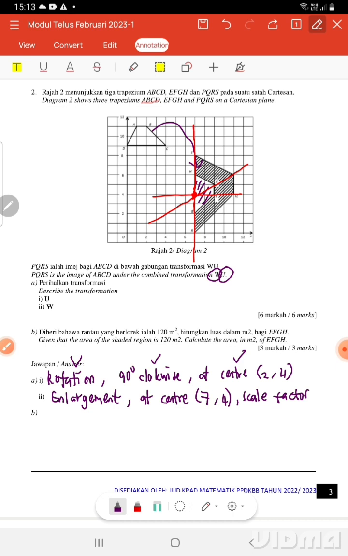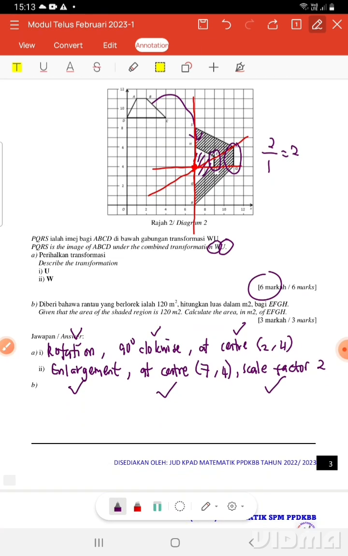Next, scale factor again. Take the easiest one. So here I want to take 2 for image and 1 for object. So 2 divided by 1 is 2. So scale factor here is 2. So 1 mark here, 1 mark here, and 1 mark here. So 6 marks. Next, we proceed to question B, which is quite similar to question 1B. So let me erase first.